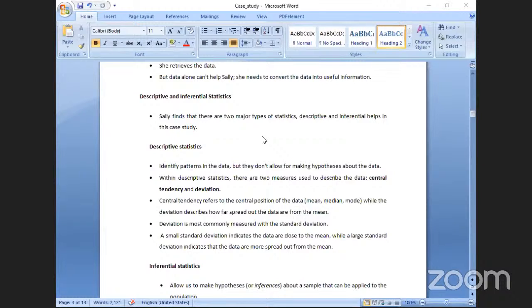So two measures that she has undertaken. One is central tendency, which is to understand the central position of the data by means of mean, median, and mode. And another one is standard deviation, that is to measure how the data deviates from the mean position. For that, she has used standard deviation in this.